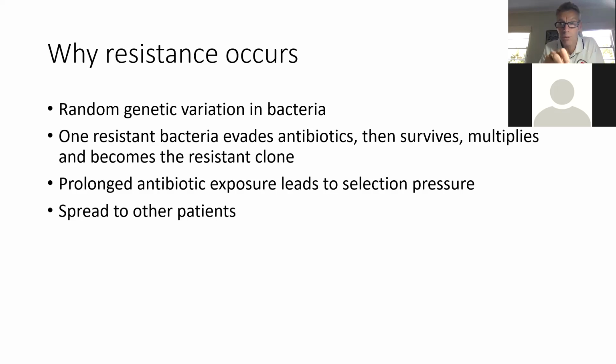To start with, that small number of bacteria might not be causing an infection. They might just be bystanders, whereas most of the bacteria don't have that genetic variation. But because the infection is exposed to antibiotics, the antibiotics will kill all the other bacteria that don't have that rare genetic variation. And those with the genetic variation survive, multiply, and become a resistant clone that causes a resistant infection. So the more prolonged the antibiotic exposure, the more likely it leads to selection pressure for certain bacteria. All right? This is important to understand.